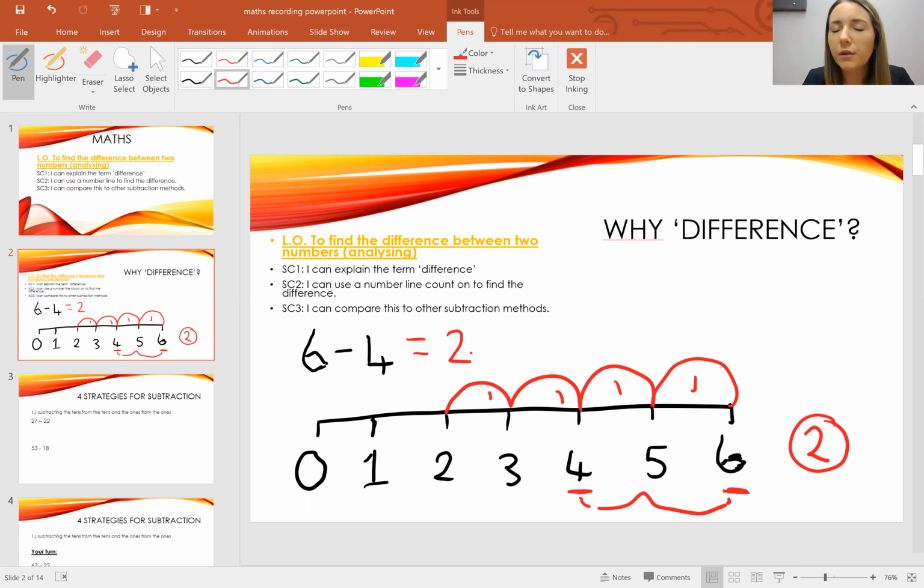So the answer is 2. So we're not using the term difference like what is different about the numbers. We're using the term difference to explain how many numbers are between the minuend and the subtrahend. So let me show you that again.